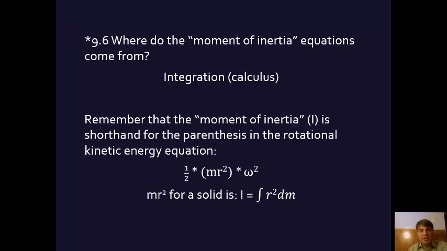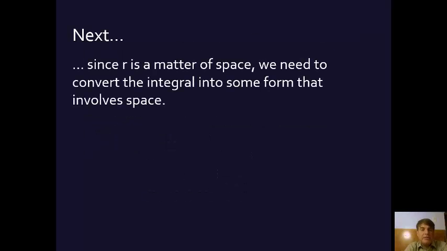So the integral of r squared dm is what the moment of inertia is technically for a solid body. In integral calculus, if you're going to integrate, you need to have similar terms. So r, radius, is a matter of space. The dm, the differential of mass, is not in space. It's in a mass quantity. So this is often what calculus involves, little clever switcheroos.